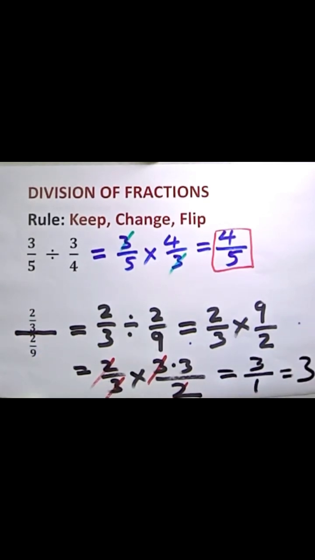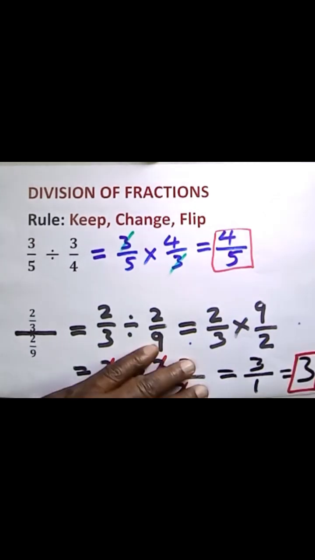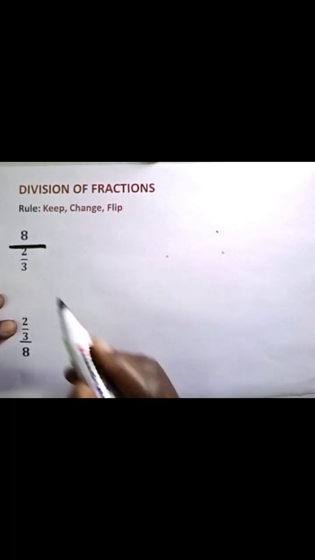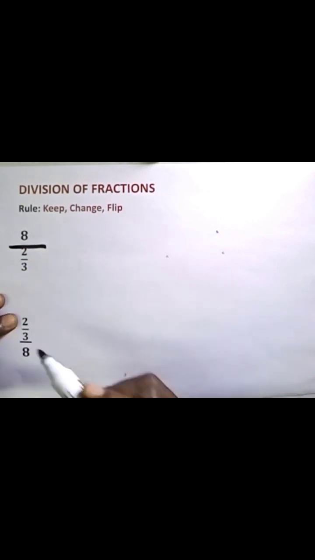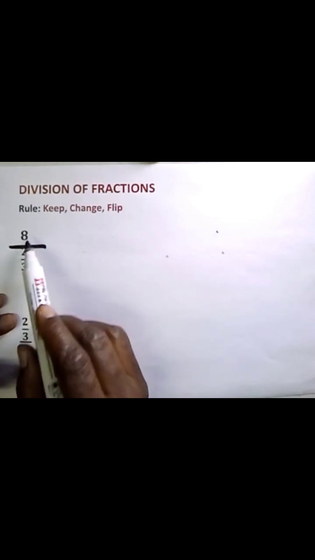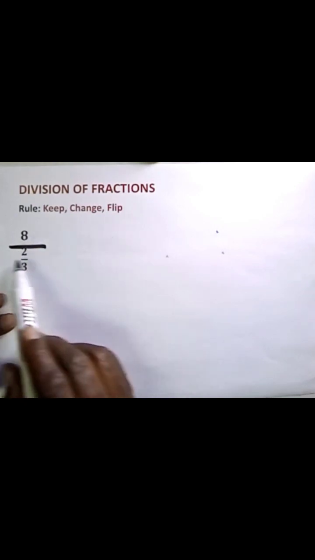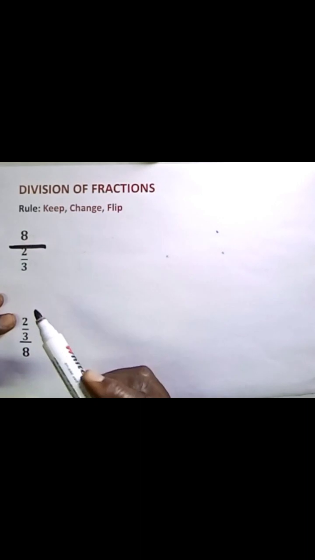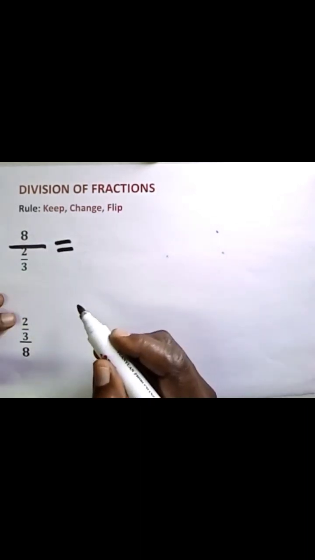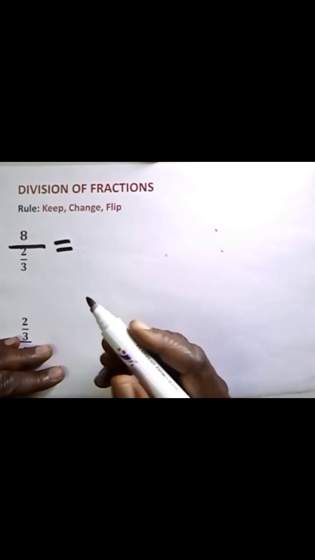3/1 is the same thing as 3. I'm sure you know that. Easy, easy, easy. Hey guys, look at this example very well. We have a whole number, there's a division line, and there's 2/3. It's very easy. A fraction dividing a whole number.